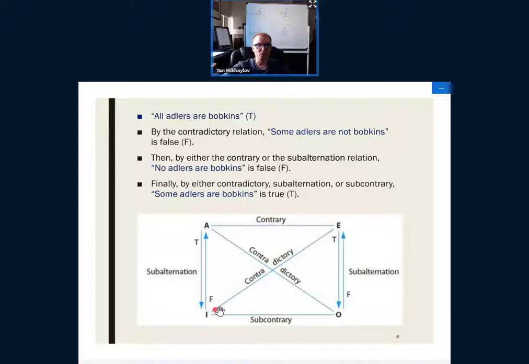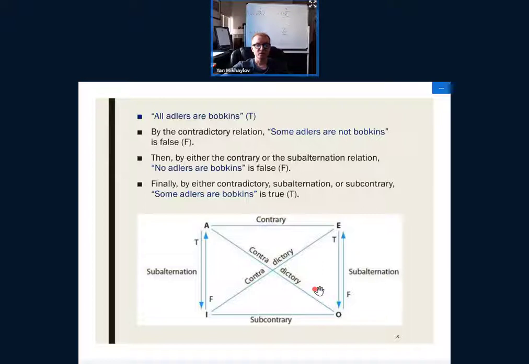Note that you can also go the other way. If this is true and truth goes down, then that one will have to be true. And if that is true, then this one will have to be false. So you actually can go several different ways and it will still give you all the correct answers.